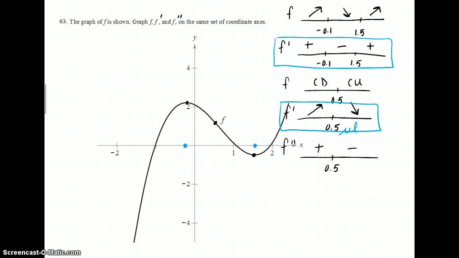I messed this up. Concave down, decreasing to the left of 0.5, increasing to the right of 0.5, negative to the left of 0.5, positive to the right of 0.5. Sorry about that, guys.